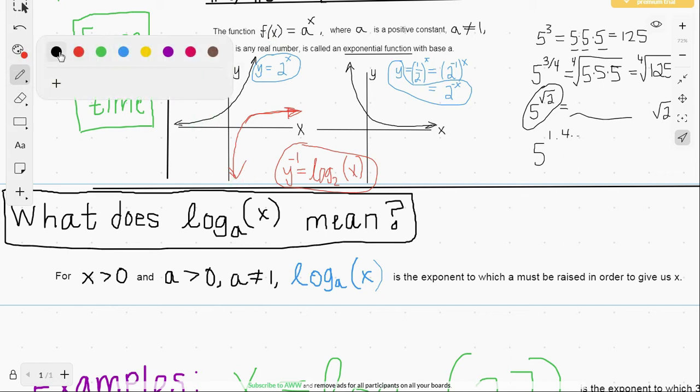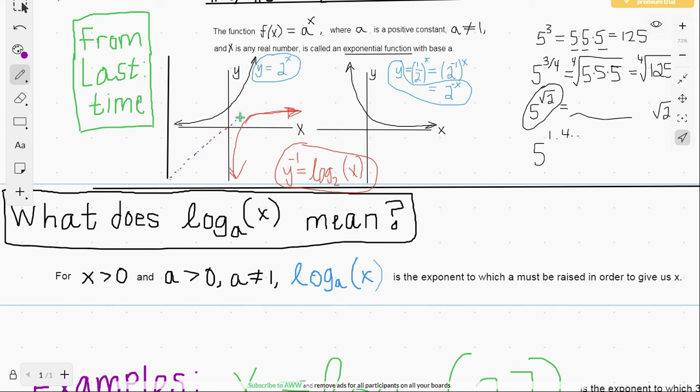But the neat relationship with inverse functions is that they're symmetric to each other about a specific line. So in particular, if we draw on this line y equals x, in purple, we draw on the line y equals x.